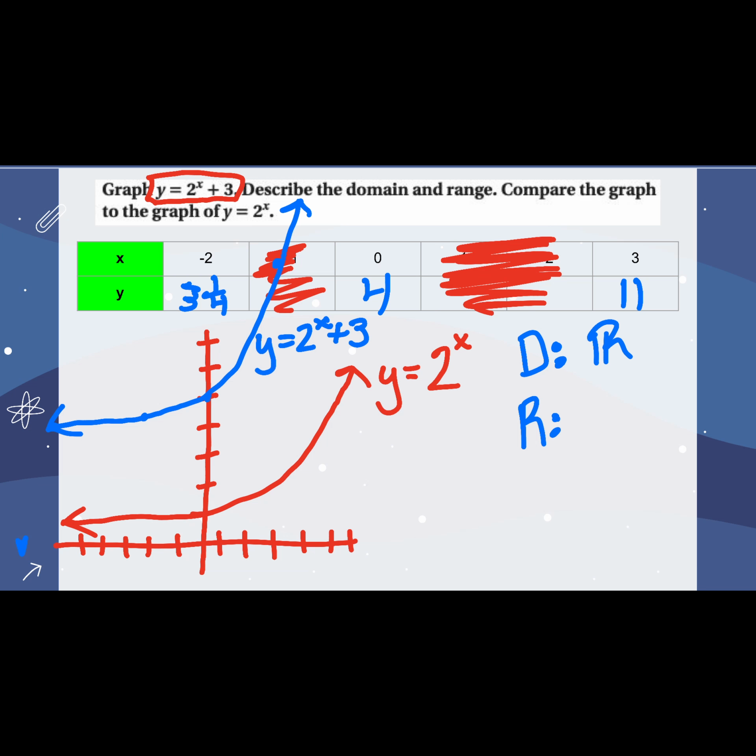Now, this plus 3 at the end moves our graph up. So the lowest that our graph can be is just 3, because this 2 to the x will never be negative, and we have this plus 3 at the end. So for our range, y greater than 3.